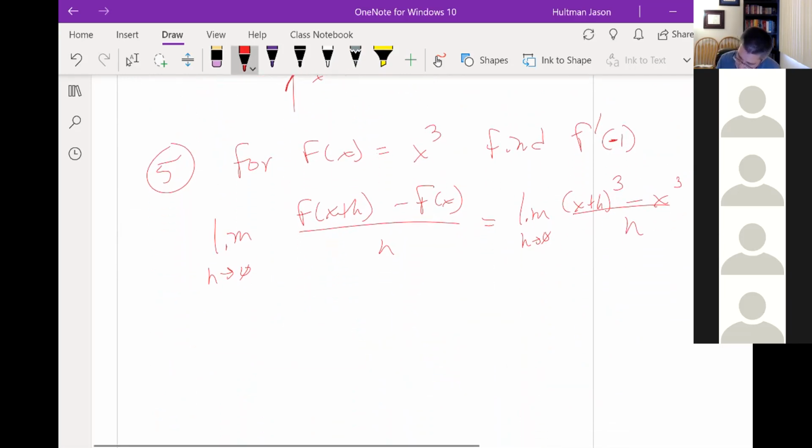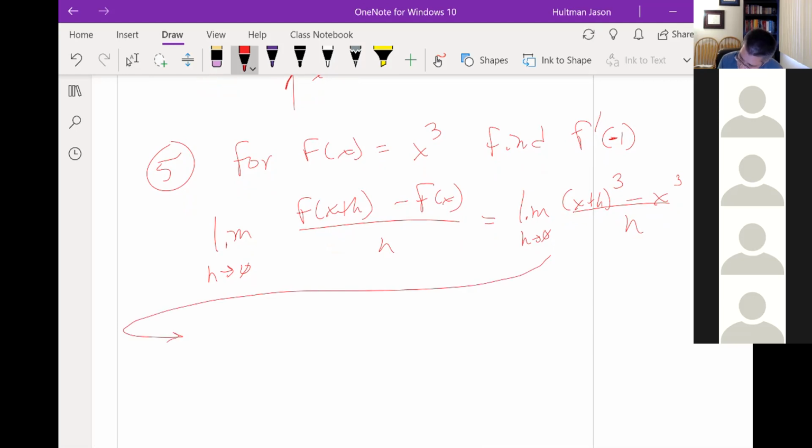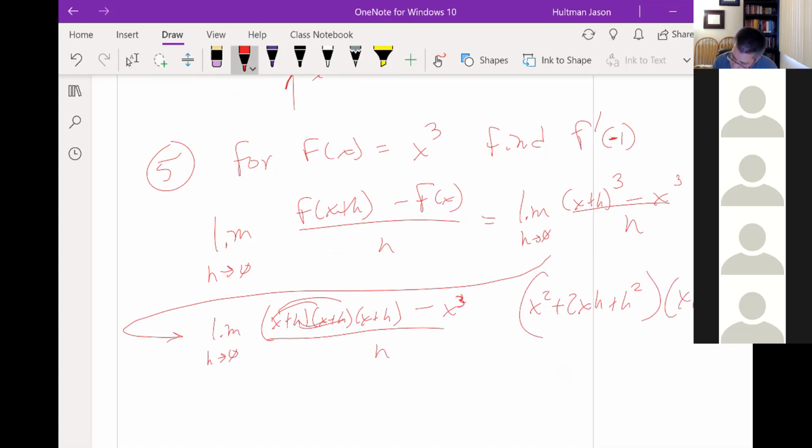Okay. Let's bring this over here. So the limit, I've got to cube this out. The limit as h goes to 0 of x plus h times x plus h times x plus h, minus x cubed all over h. Now if I multiply this thing out, let's FOIL this out first. That's going to be x squared plus 2xh plus h squared. And then I'm going to have to multiply that by x plus h again.